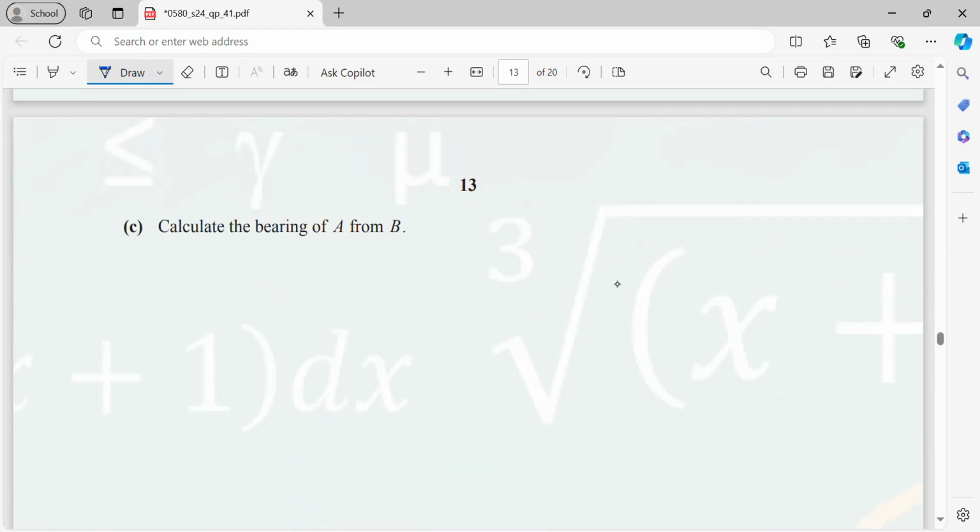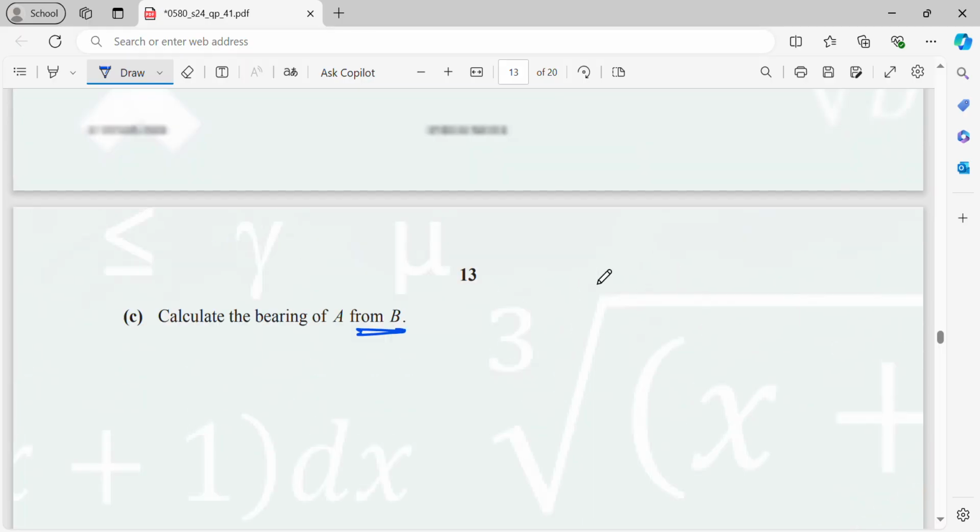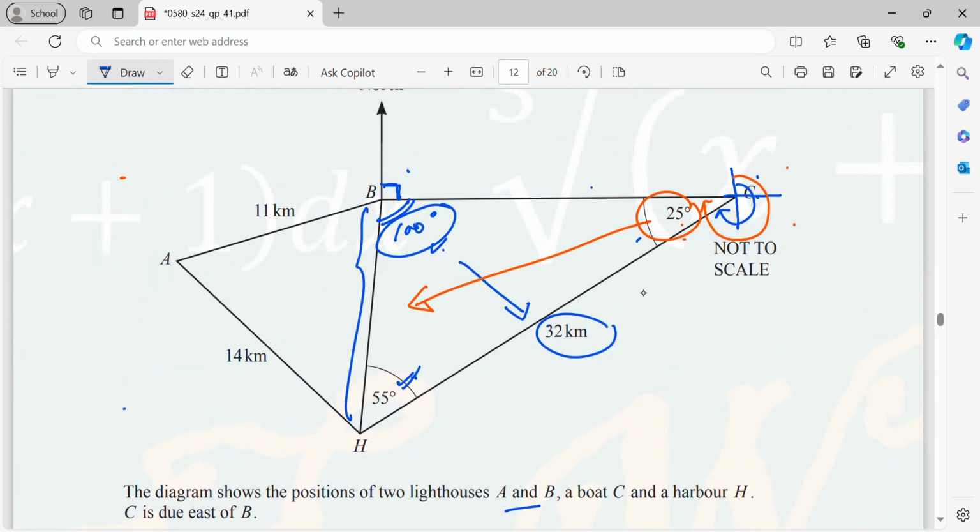Now next, calculate the bearing of A from B. Okay, so refer to the B from A, I mean A from B. That means it is from here up to this angle. Okay, so now I erase this first. To get that angle, I need to know this part. Since just now we have found the BH, and then you have three sides, I can find this angle ABH by using cosine rule because now you have three sides and one angle.